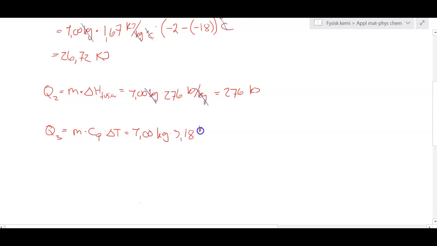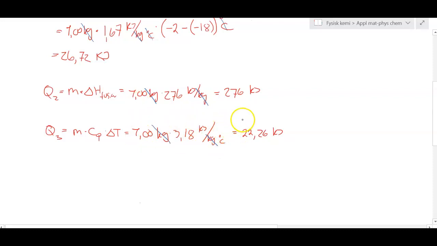3.18 kilojoules per kilo per degree centigrade. And when we calculate that one, that gives us 22.26 kilojoules. And again, the units cancel out here.